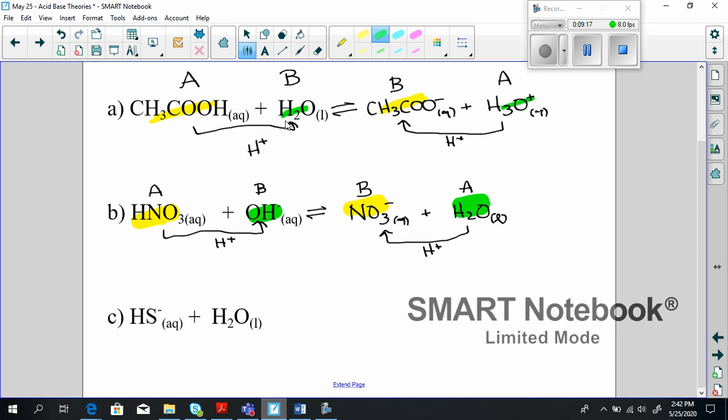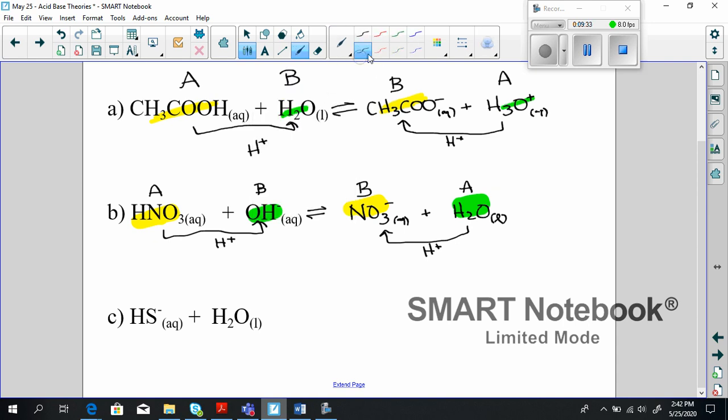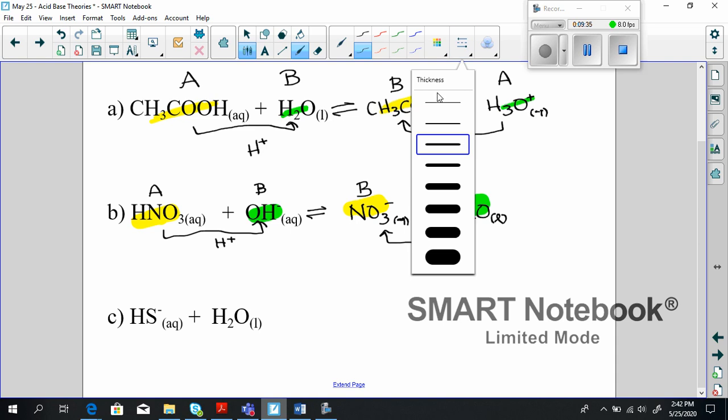What you'll notice, and again I mentioned this earlier, is that water in some cases acts like a base, as it does in question A, whereas in question B, it acts like an acid. So that is one of the substances we call amphiprotic or amphoteric. So there is question A and B, which brings us to our last question, question C. So HS negative and H2O.